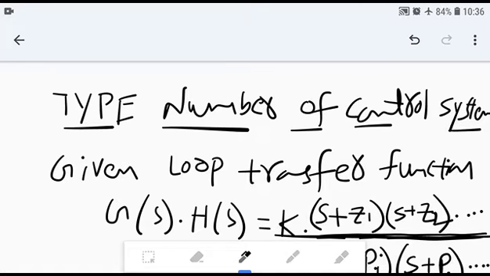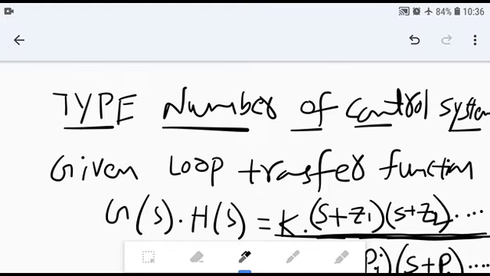Welcome to the control systems playlist. In today's class we are going to discuss one small topic, that is the type number of a control system, and after that we will see steady state error.